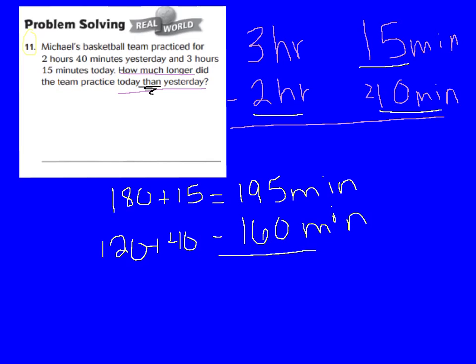Now I can subtract. Because remember, that's what my goal is in the end, is to subtract. I have 195 minus 160. So I could bring down my 5. 9 minus 6 is 3. And 1 minus 1 is 0. So I have a 35-minute difference. That is how much longer the team practiced today than yesterday.